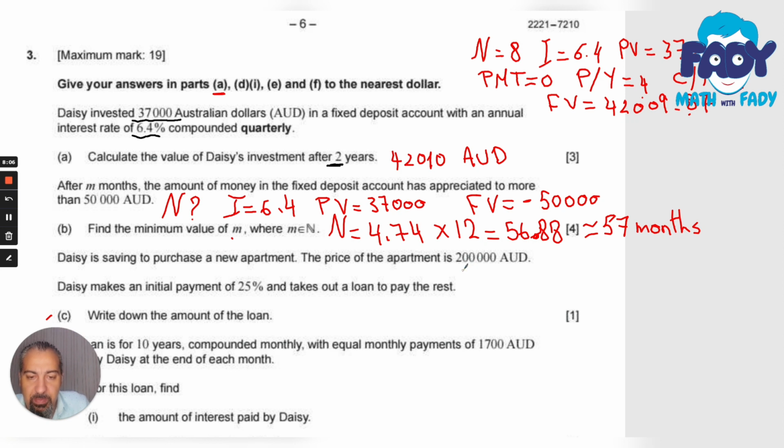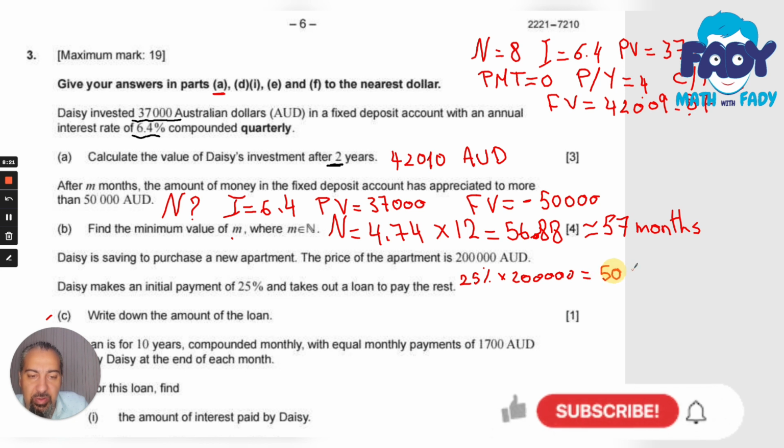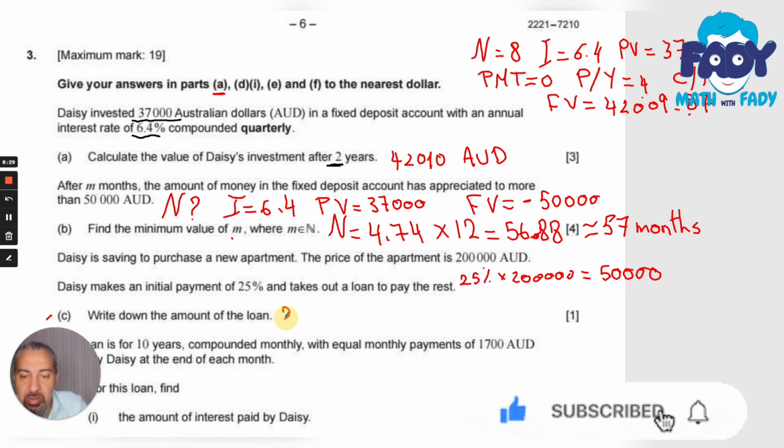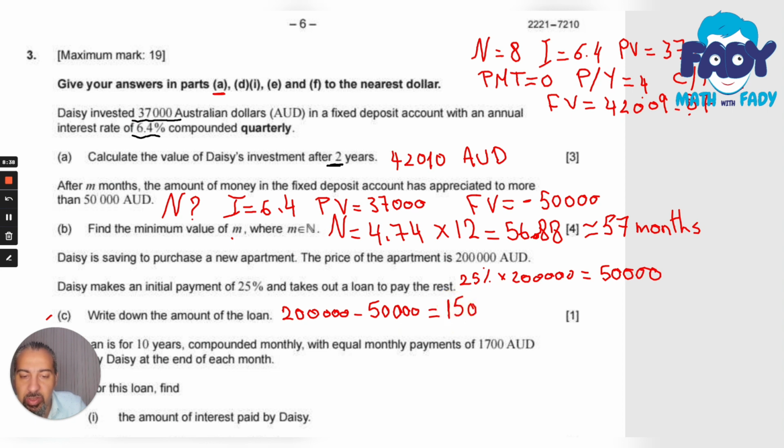So first step, we will calculate the 25% of 200. This is her down payment, 25% times 200,000, this is 50,000. This is her down payment. So the amount of the loan will be 200,000 minus the 50,000 that she already paid. So she will take a loan of 150,000 AUD.